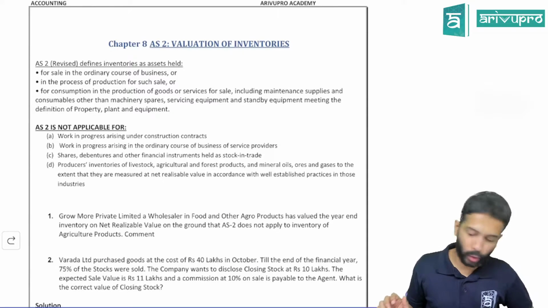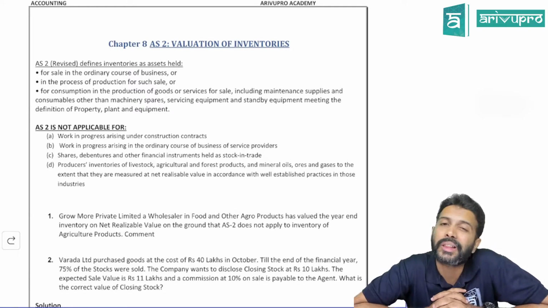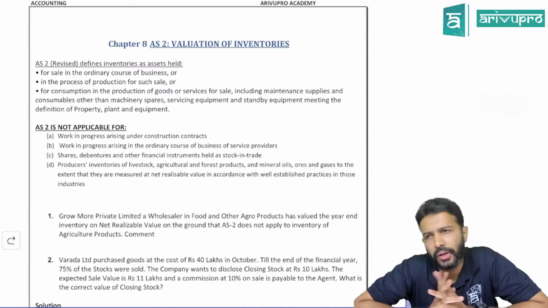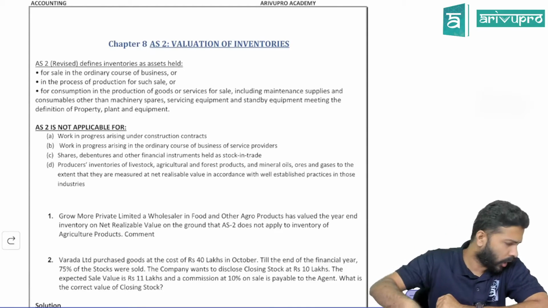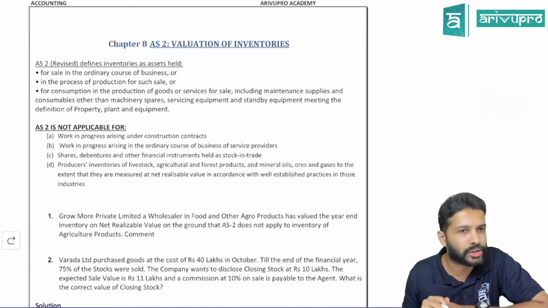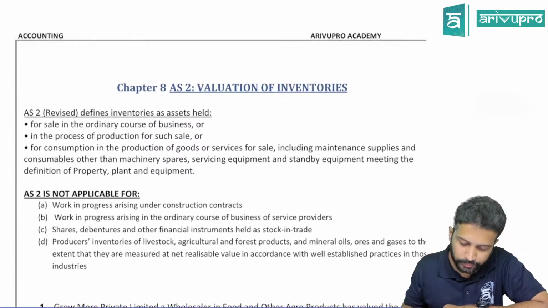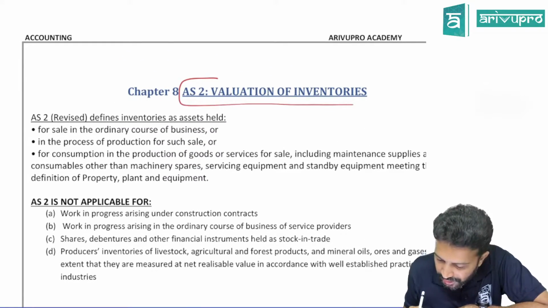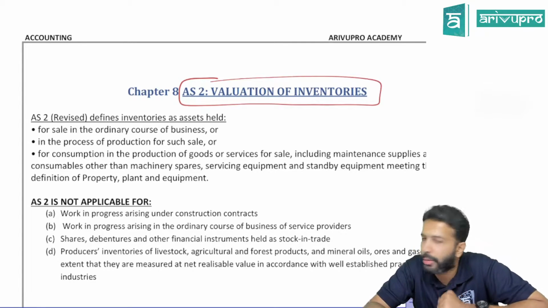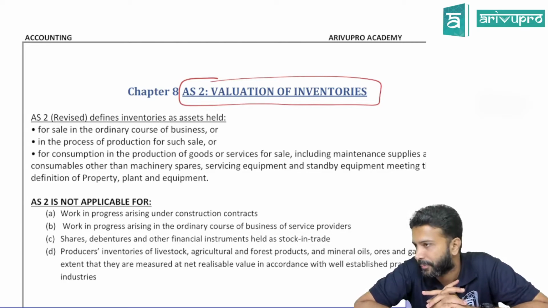Everybody. So we started in the previous session with accounting standards. We saw the overview of accounting standards. Now we will dive into individual accounting standards and learn what each of them targets. So we'll be starting out with accounting standard 2, which talks about valuing the inventory.